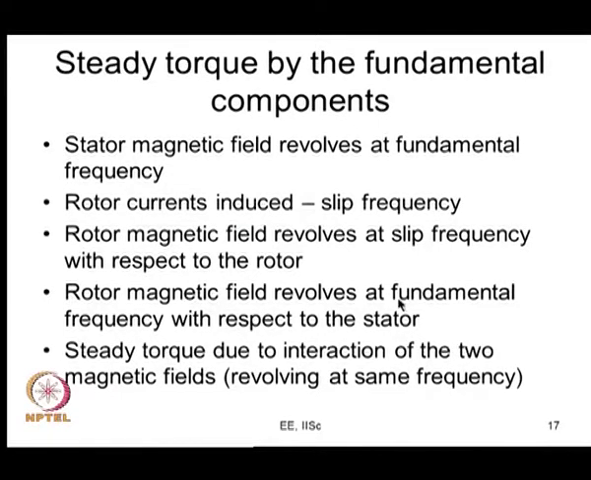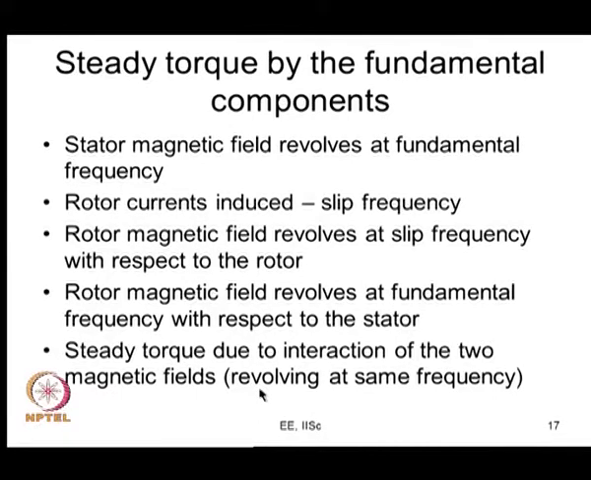So, now you have two magnetic fields, one is the stator magnetic field and the other one is the rotor magnetic field. Both of them are stationary with respect to one another, and that is the reason you are able to produce a steady torque, because torque is actually the cross product of these two magnetic fields. So, it depends on the strength of the first magnetic field, the strength of the second magnetic field, and the sine of the angle between the two. Since they are stationary with respect to each other, the angle between the two is constant, and therefore the torque produced is constant.